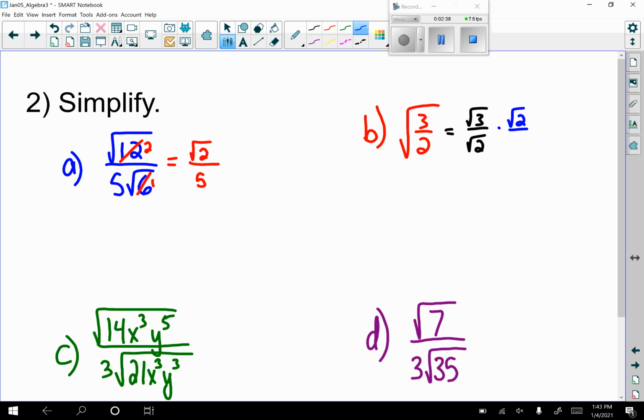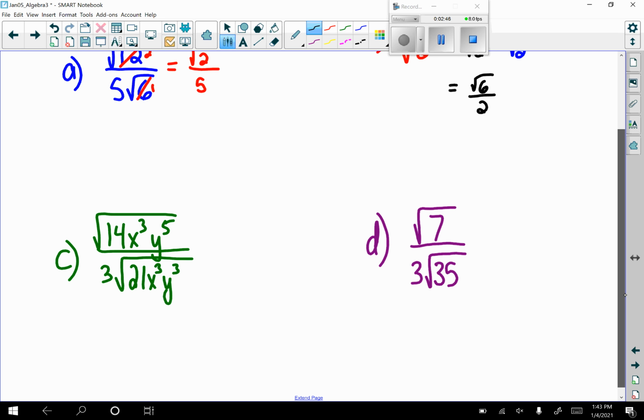Now for B, I can't do anything the way it's written, so I'm going to separate the radicals as radical 3 over radical 2, and then I need to rationalize this. Multiply top and bottom by radical 2. So now up top, I'm going to get radical 6. Radical 2 times radical 2 is just 2.